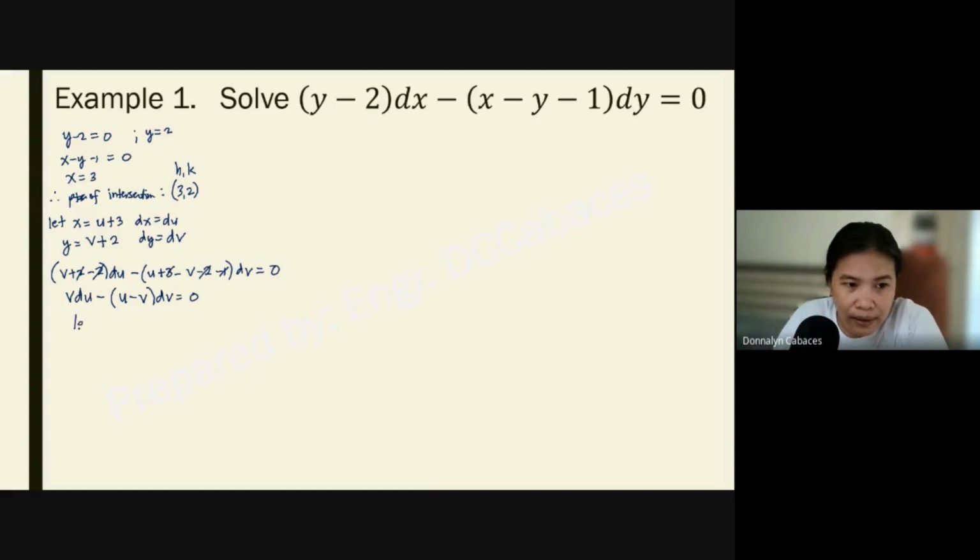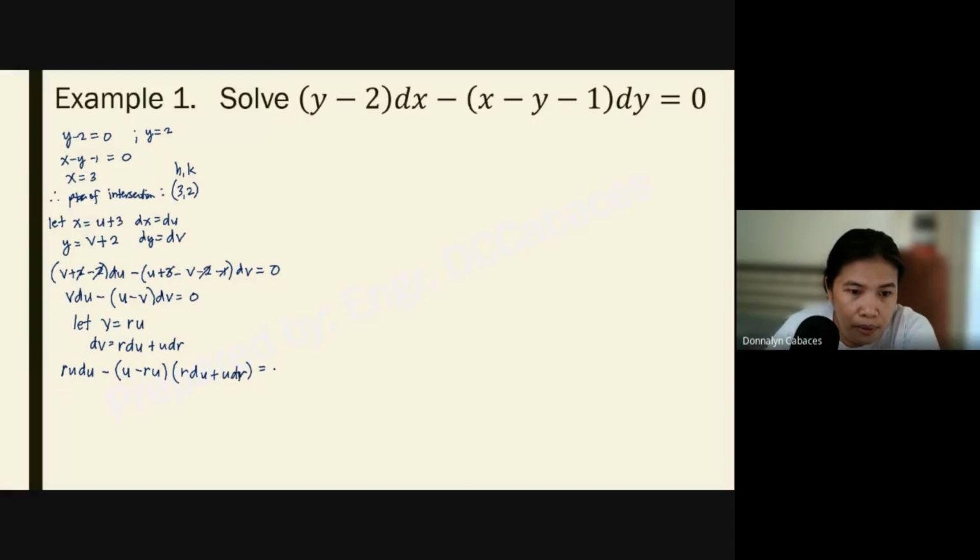So we let v equal r times u. Therefore, dv is equal to r du plus u dr. So we substitute. Our v is ru. So ru du minus (u minus ru) times dv, which is r du plus u dr, is equal to 0.